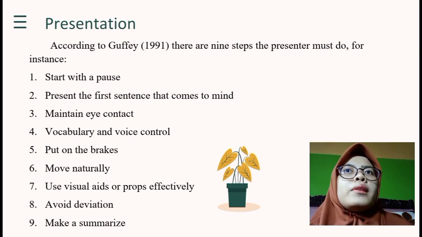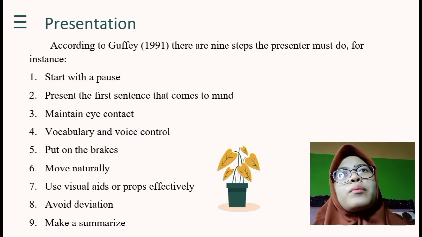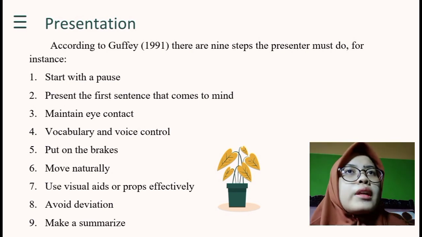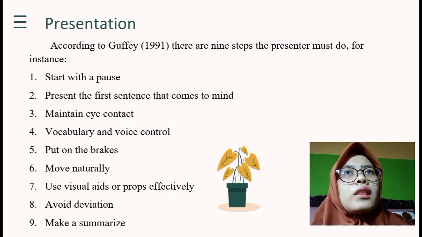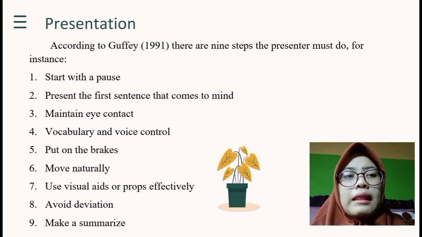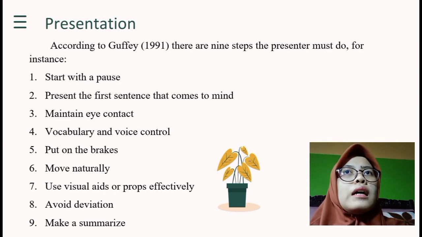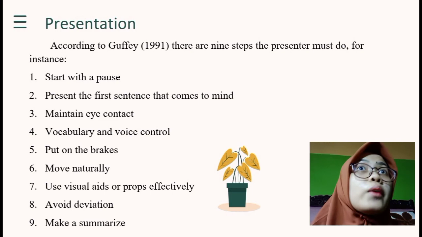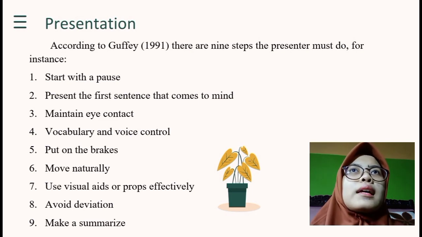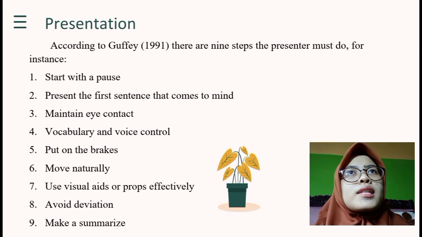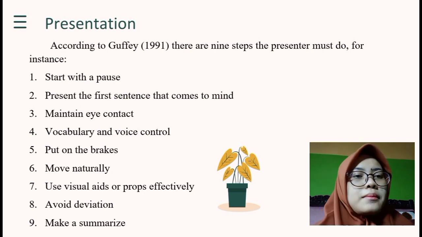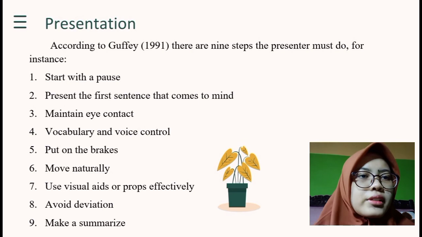Then, vocabulary and voice control. The presenter should avoid fillers during the presentation and speak softly and a little bit louder so the audience will hear and listen to it. Afterward, put on the brakes. The presenter should speak slowly and listen to everything that comes from our mouth. Six, move naturally. It means that the presenter can use the podium effectively and move naturally.